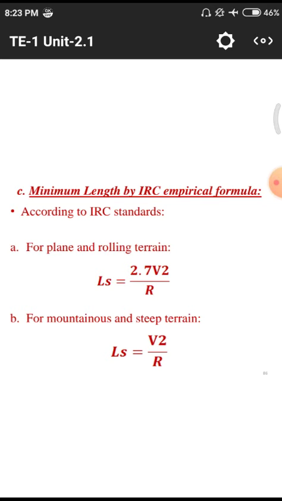If the road is situated in mountainous terrain, where some ups and downs are there at the particular site, those come under mountainous and steep terrains. In those two conditions we have the transition length as V square by R. V equals velocity in meters per second, R equals radius in meters, and the meter square gets cancelled, so we get length in meters. Meter square per second square on top, and in the bottom we have meter.